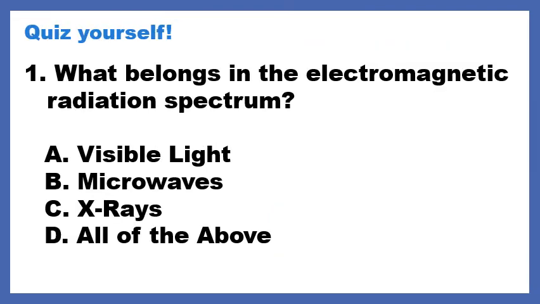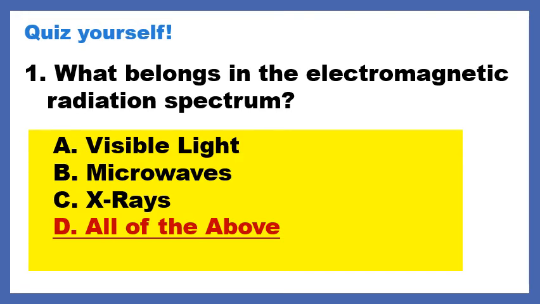Let's end the lesson today with 2 review questions. The first one is, what belongs in the electromagnetic radiation spectrum? Remember, that is the spectrum that includes the Earth's energy waves. Is it A, visible light, B, microwaves, C, X-rays, or D, all of the above? 5 seconds. 5, 4, 3, 2, 1. Pause the video if you need time.